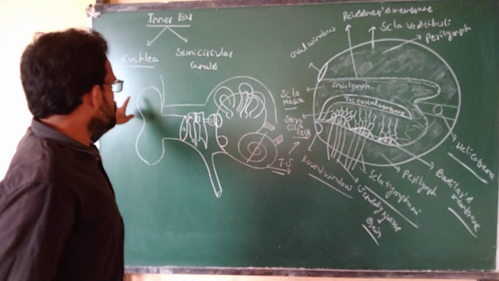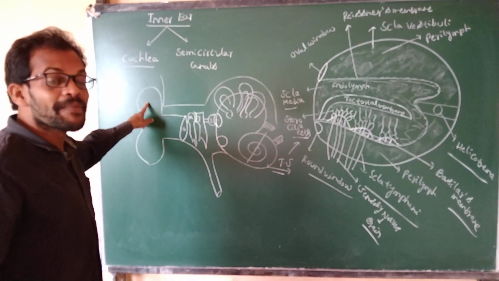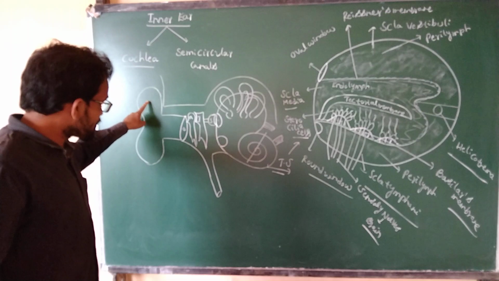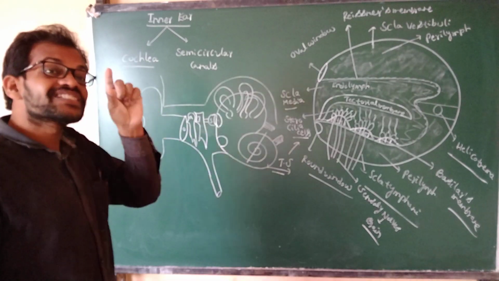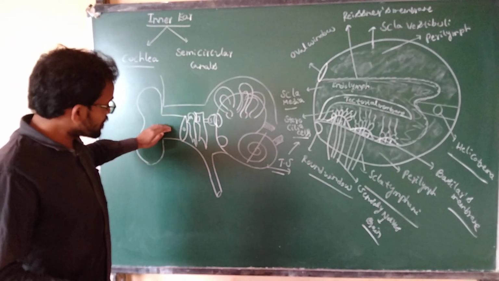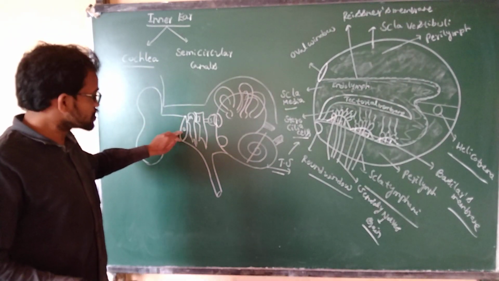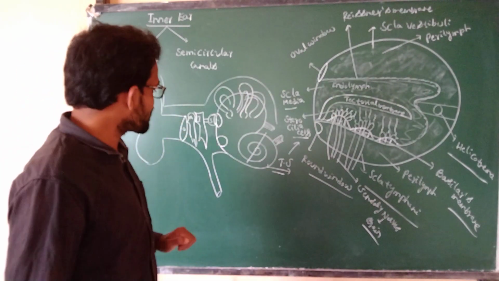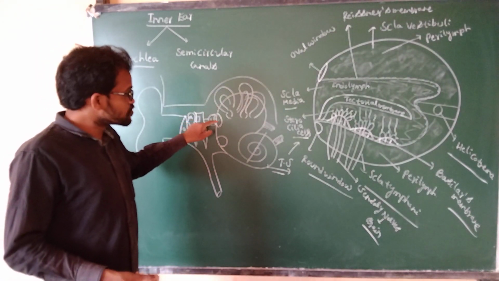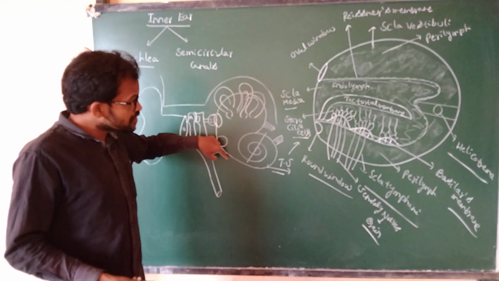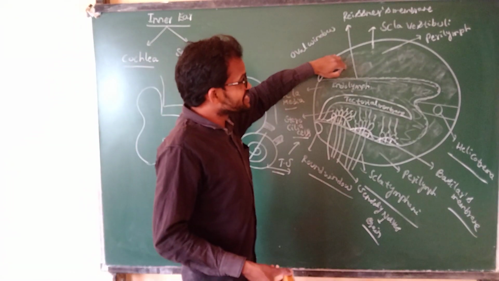See here, the sound waves are received by the pinna. The sound impulse travels through the external auditory meatus to the tympanic membrane, then to the malleus, incus, stapes, then to the oval window, and from the oval window into the scala vestibuli.